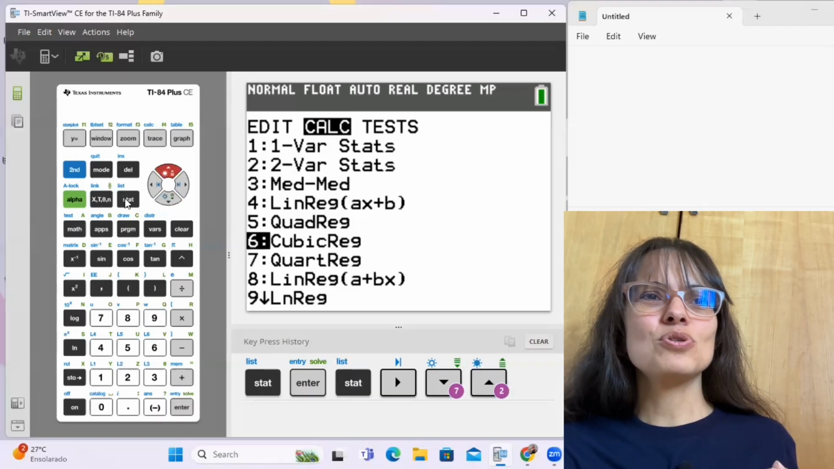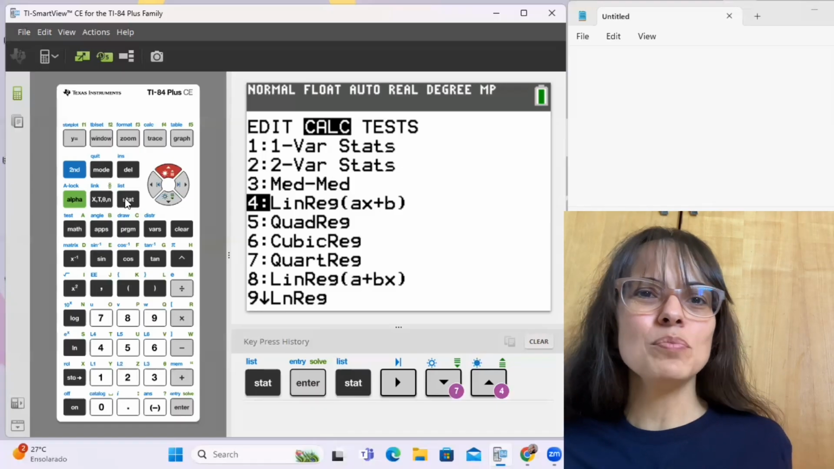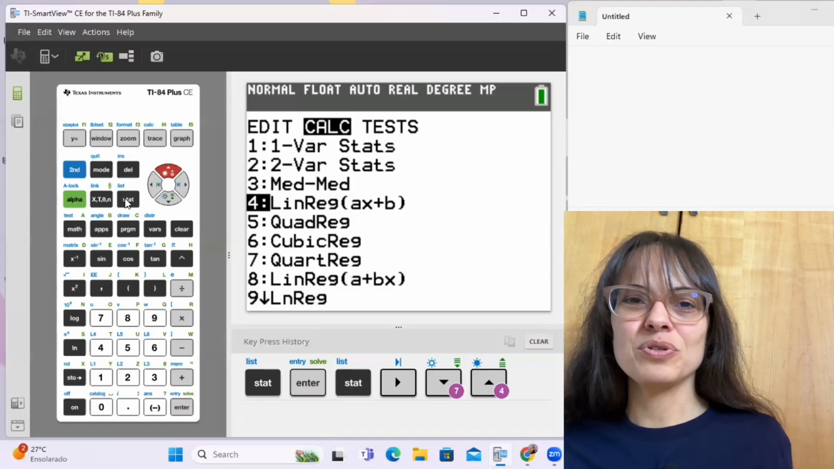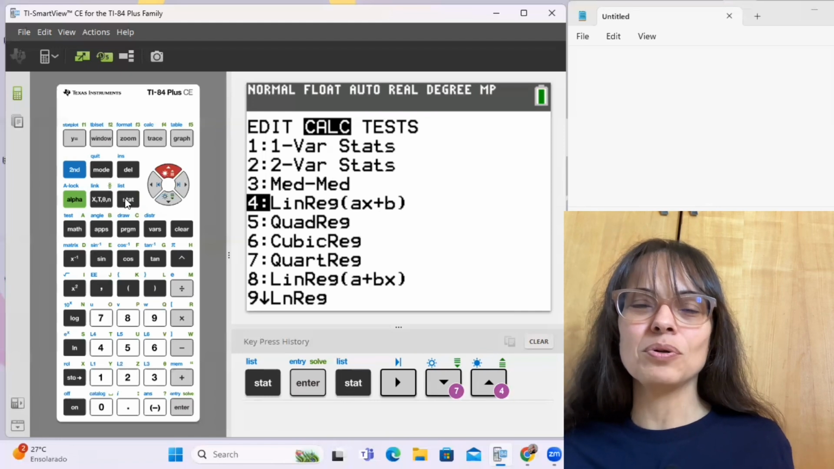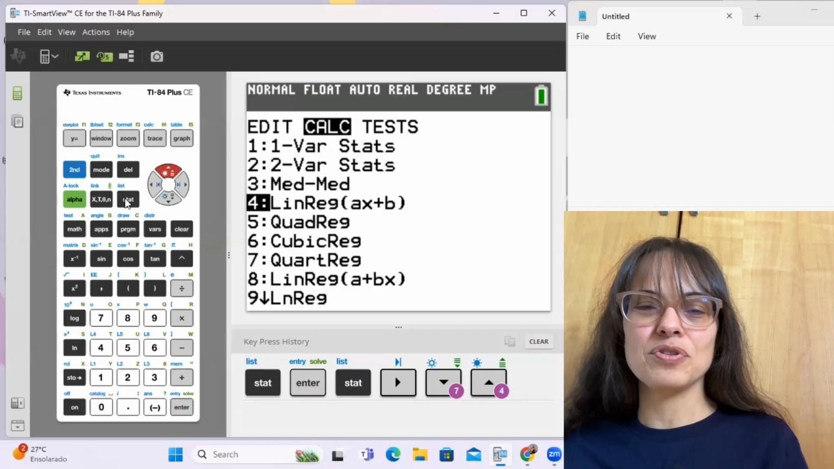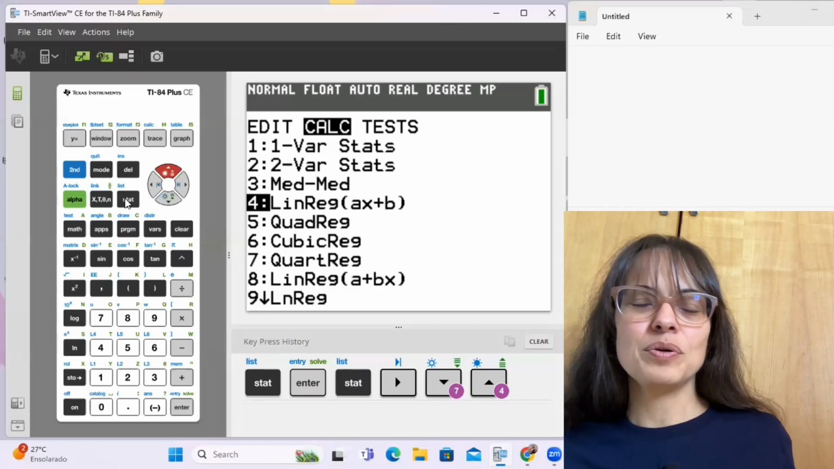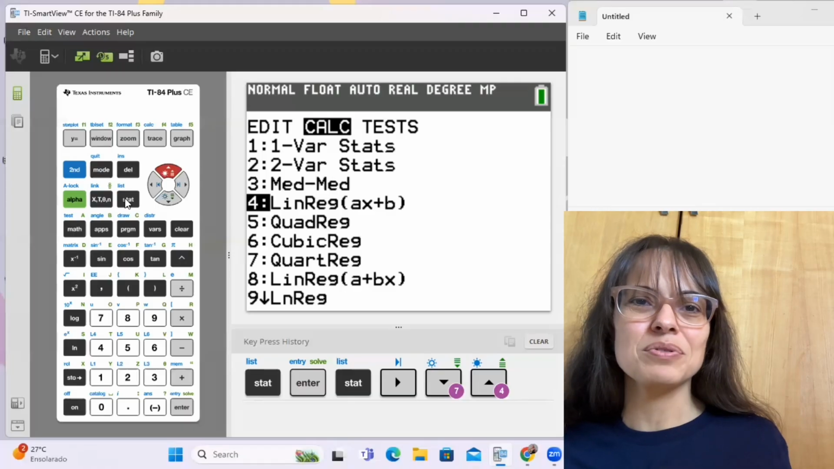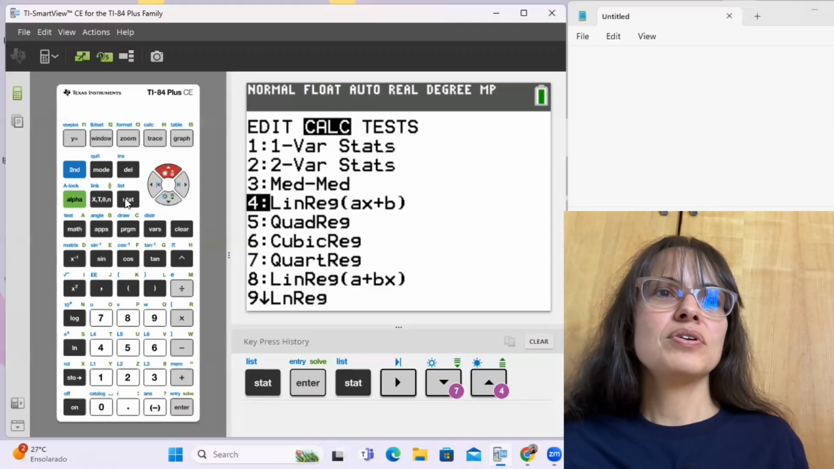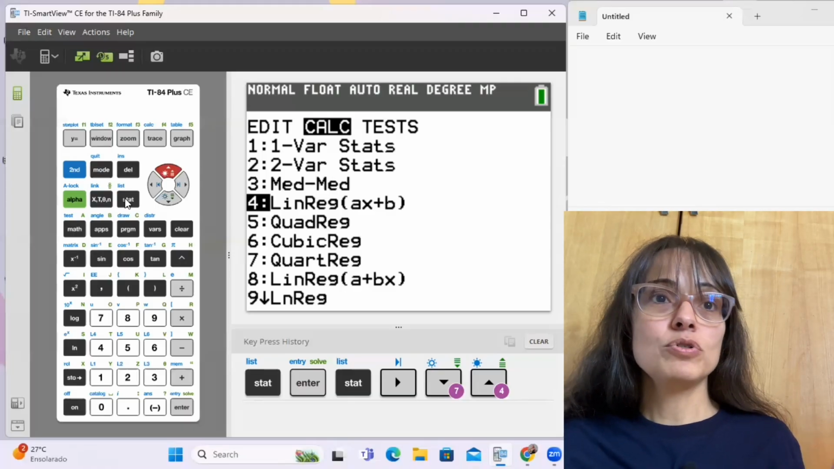I will ask you to please always use the same one, because you're going to confuse yourself if you use sometimes one and sometimes the other. The literal only difference is the name of the variable for the slope and the name of the variable for the y-intercept. In the other one, they get switched around. I do not know why this calculator has that, but anyway, I'm going to use this one.